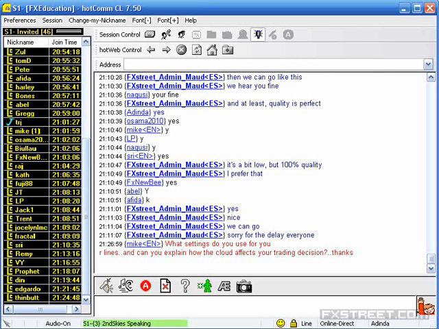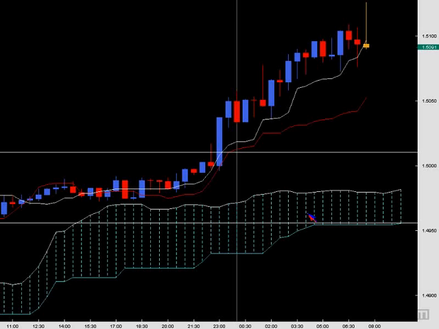I use the standard traditional settings for the Ichimoku Cloud. So it should be 9 for the Tenkan, 26 for the Kijun. It's all the standard traditional settings basically. They come that way in MT4 and most trading packages. Don't adjust those settings or anything like that. So hopefully that answers your question about that.